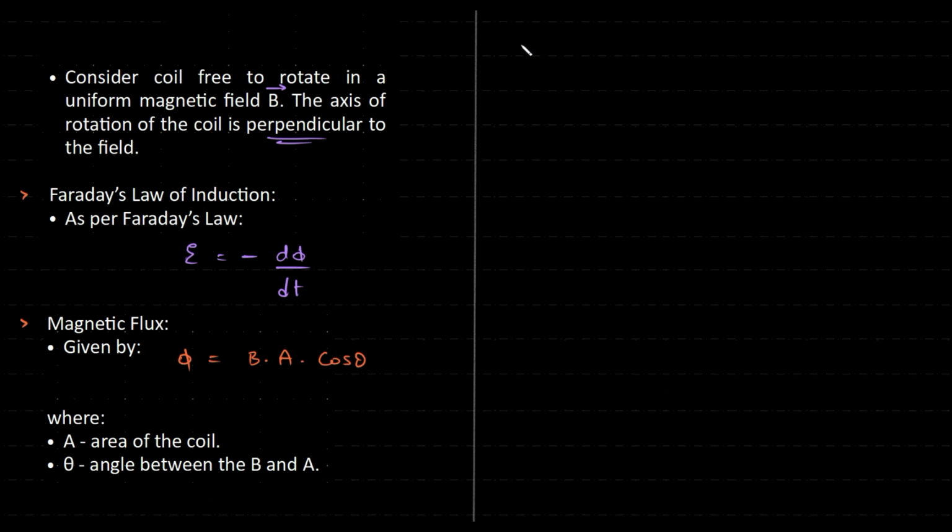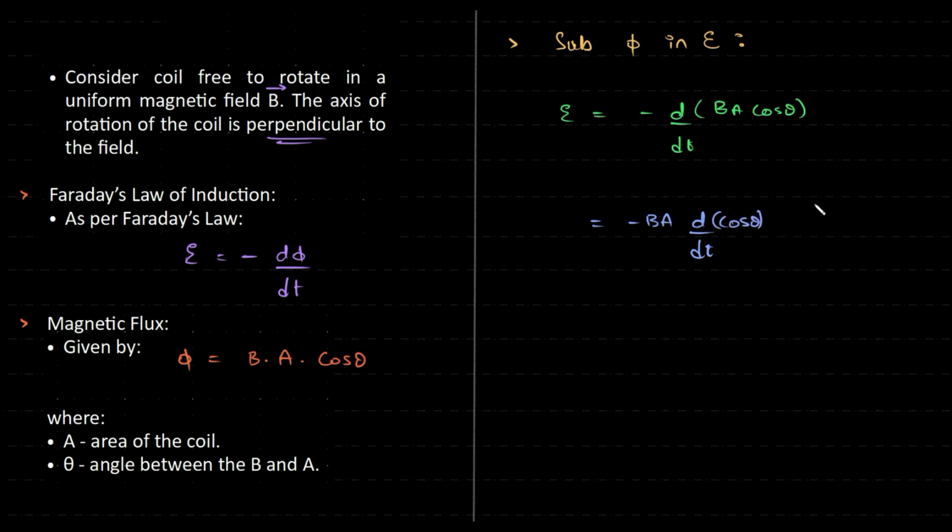Now, let's substitute phi in our EMF. This will be minus d by dt of BA cos theta. But here BA is constant, so we have minus BA out. While what is changing with time? Angle is changing with time, so cos theta will have to get differentiated. Reason being BA is fixed.